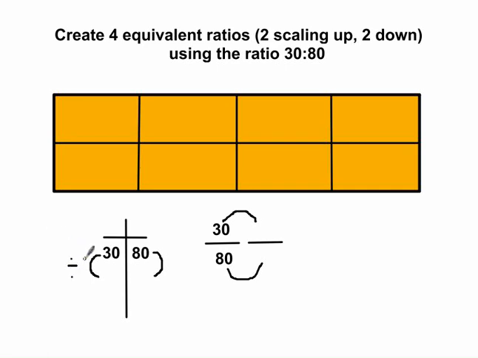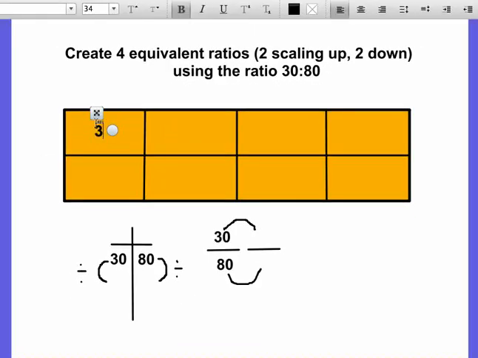We can think about dividing by 10, and we can do the same thing to both sides. 30 divided by 10 is 3, and 80 divided by 10 is 8. So an example of scaling down that ratio would be 3 to 8. We could do the same thing dividing by 5, or we could divide by 2. If we divide by 2, it would be a 15 to 40 ratio, and that would be an example of scaling down as well.